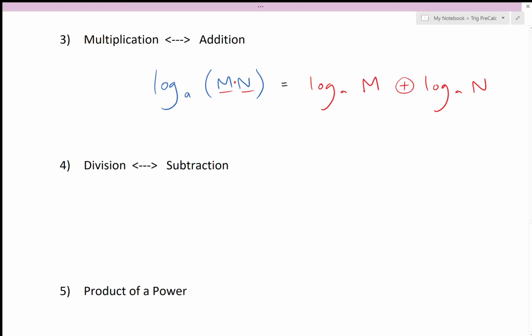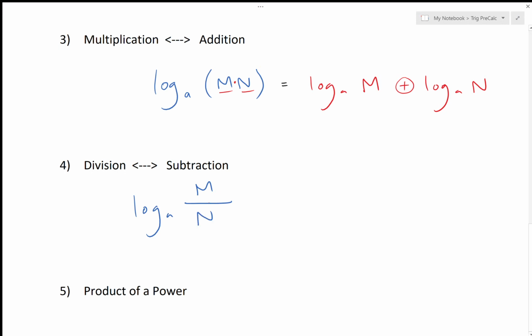The same thing is going to apply for division. Division and subtraction go together. So if I have a log base A of m over n, this time the m and n are connected by division, so that means it's going to come out to a subtraction problem. Still two terms, so log base A of m, the top one comes first, minus log base A of n. This time it's a subtraction problem.